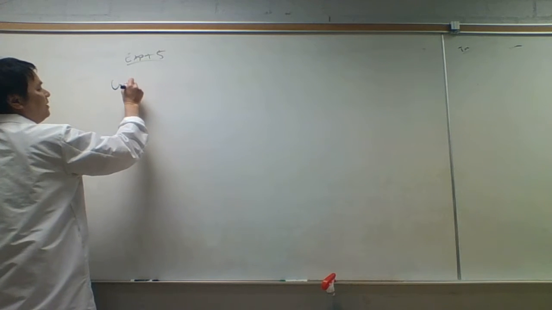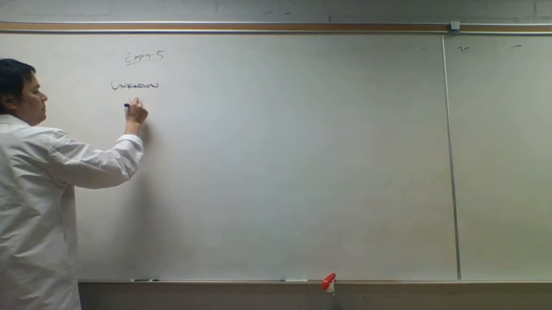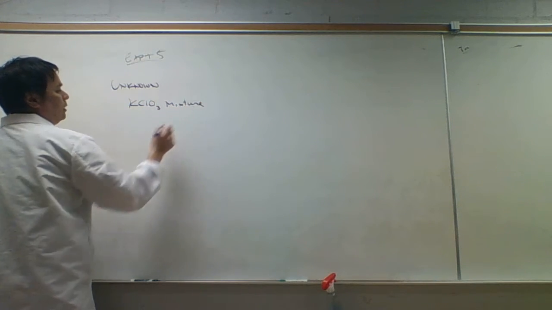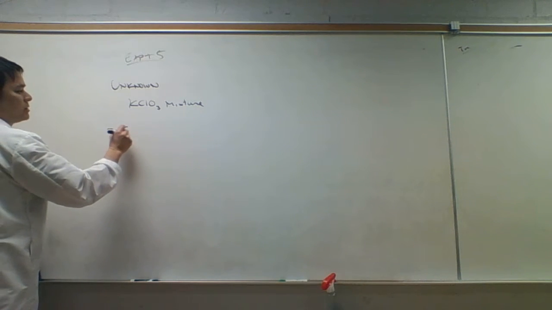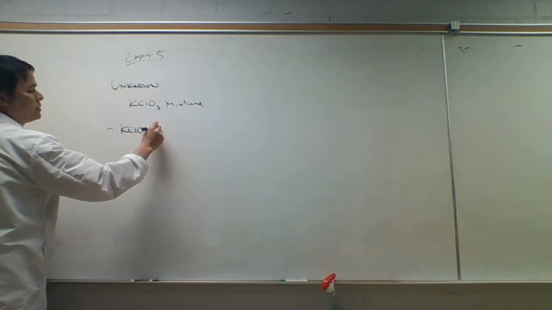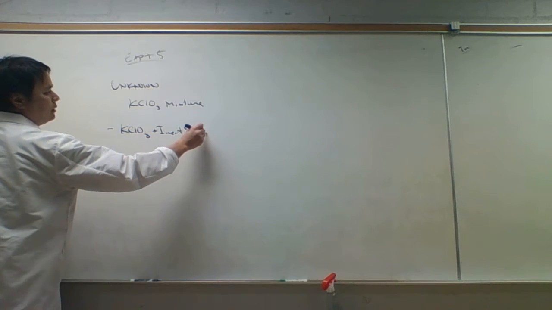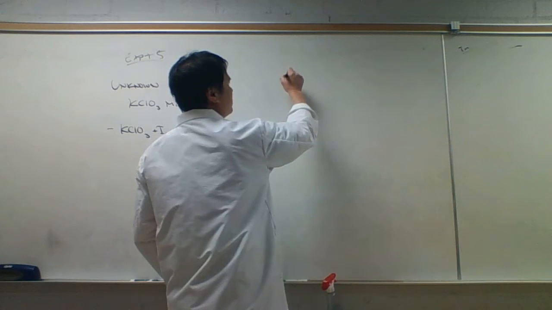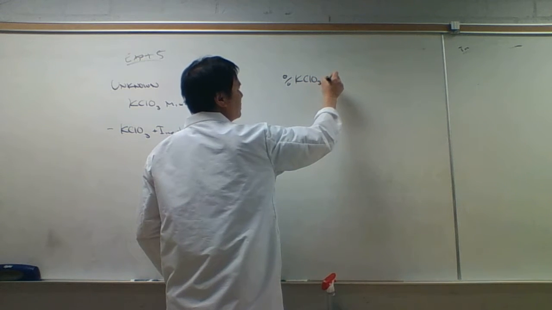In experiment 5, we're given some unknown. It's going to be an unknown KClO3 mixture. What's in the unknown mixture is KClO3 plus inert solids. The inert solids aren't going to react. What we want to figure out with this mixture is the percent composition. We want to figure out the percent KClO3 by mass.